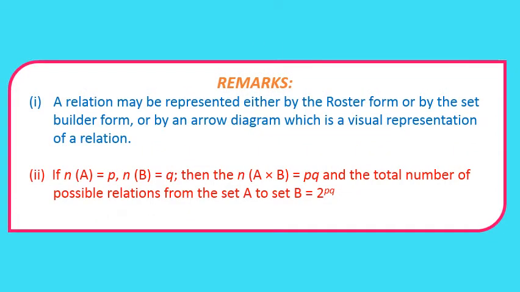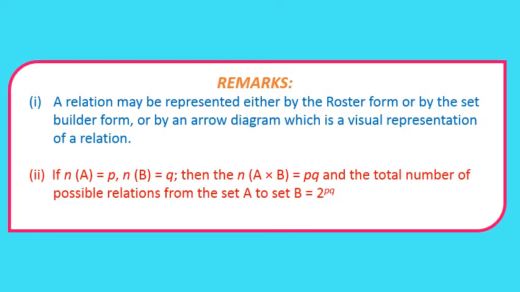Now a relation may be represented either by a roster form or by the set builder form. These two forms we have learned in the chapter sets. Roster form means directly writing the elements, and set builder form means writing the defining property. And the third form that we use to represent a relation is called arrow diagram, which is the visual representation of a relation.